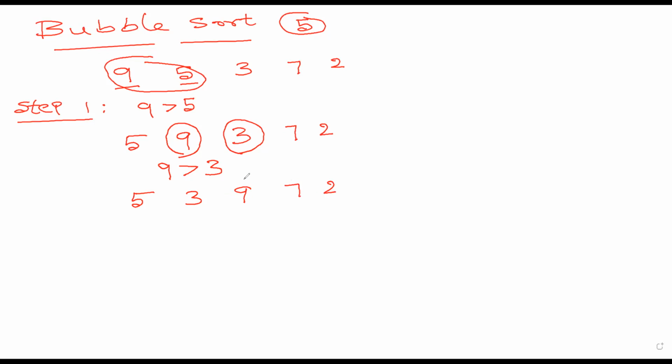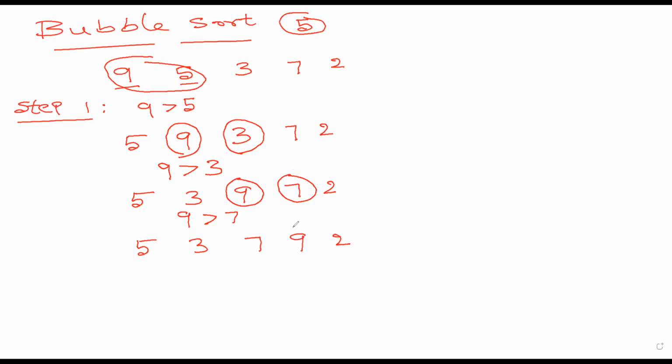Next, we have to compare the element at second position with the element at the third position. Here also 9 is greater than 7. So swap those two elements. After swapping, you'll get 5, 3, 7, 9, 2.